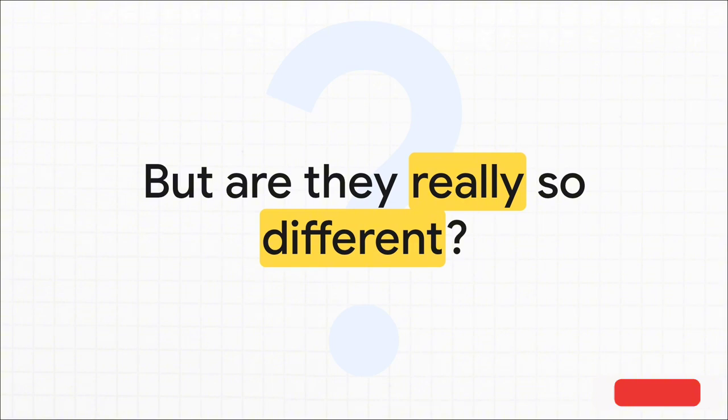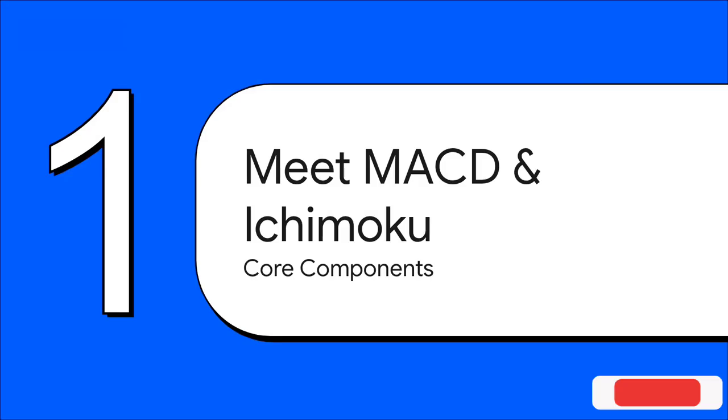And that is the big question, isn't it? Hiding behind all of those different lines and calculations, is there a common truth? Let's crack this code and see just how deep this connection really goes. Okay, so to really understand this, we've got to start with the basics. Let's do a quick pop of the hood on both MACD and Ichimoku to see what makes them tick.